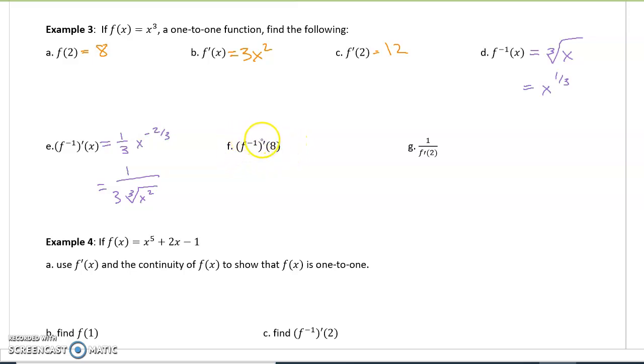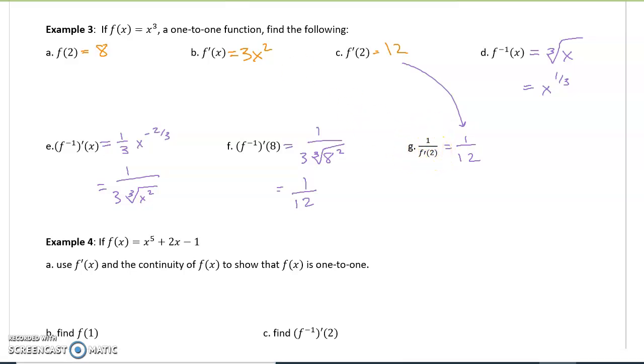So f inverse prime of 8 is going to be, well, we'll just put in our 8 into our expression down there. We get 1 over 3 times the cube root of 8 squared. And the easier way to do this is cube root first and then square it. So cube root of 8 is 2, 2 squared is 4. We get 1 over 3 times 4, or 1 over 12. Okay, but what is the reciprocal of f prime of 2? Well, if f prime of 2 is 12, then 1 over f prime of 2 is 1 over 12. Notice that f inverse prime of 8 is the same thing as the reciprocal of f prime of 2.